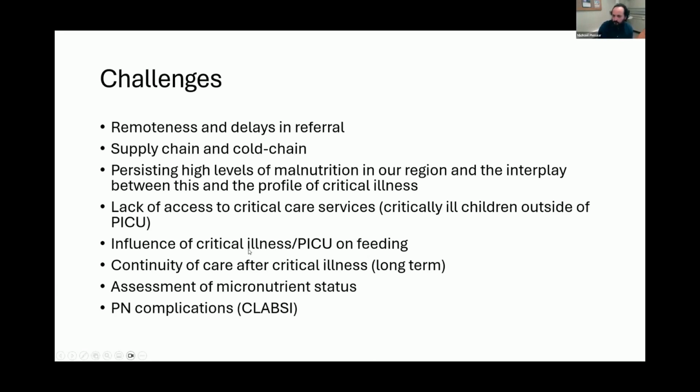There is an influence of critical illness and PICU on feeding itself, which I will show you from our setting. And there is a concern in our setting about what happens with the continuation of nutritional care after discharge from the ICU and after discharge from the hospital, where we know these children continue to have increased nutritional demands long after they're in ICU. We have difficulties in making measurements of micronutrient status for many of the micronutrients. And then we have quite high rates, where we use parenteral nutrition, of complications, particularly CLABSI, associated with parenteral nutrition.